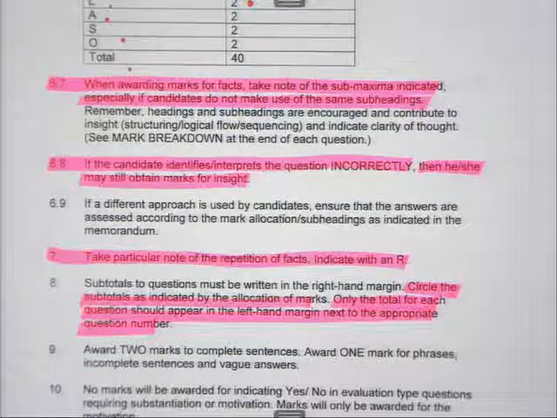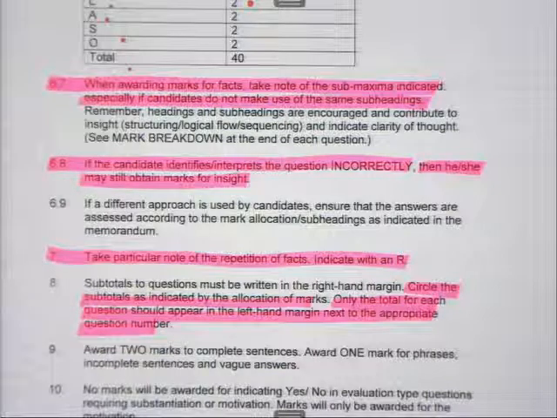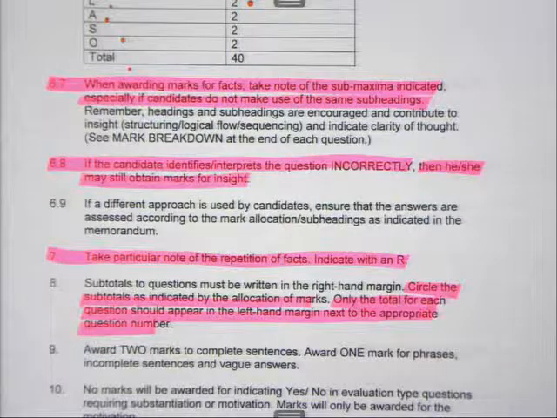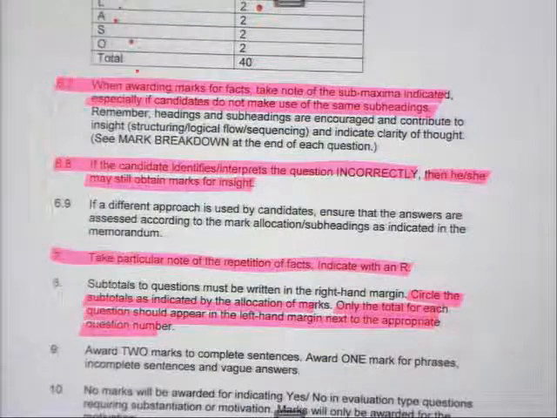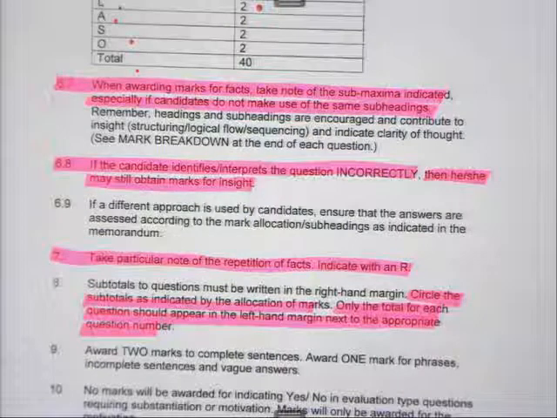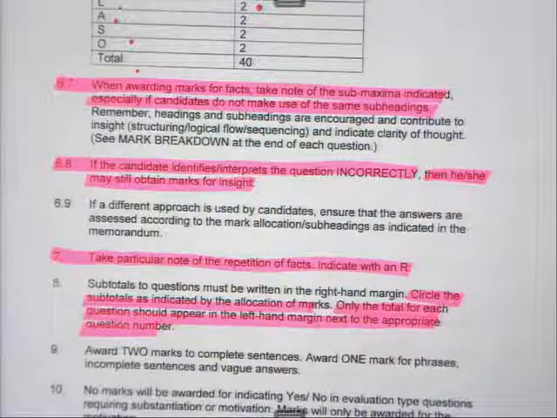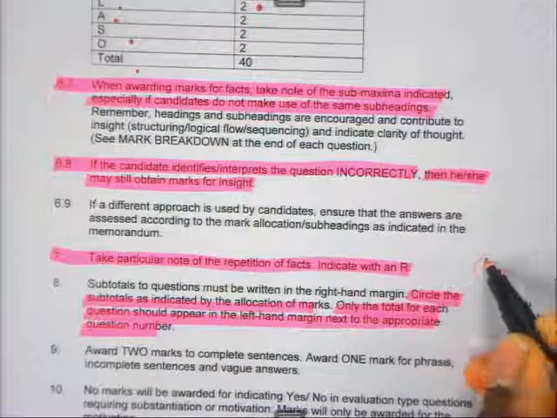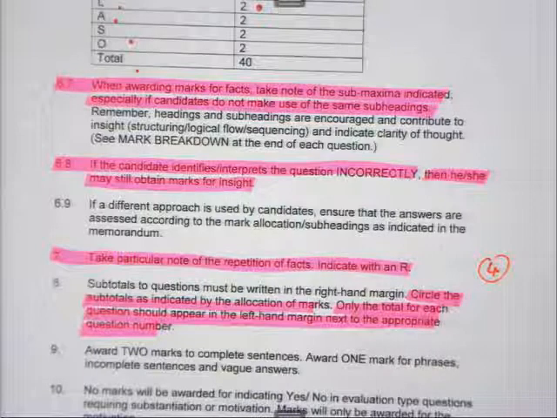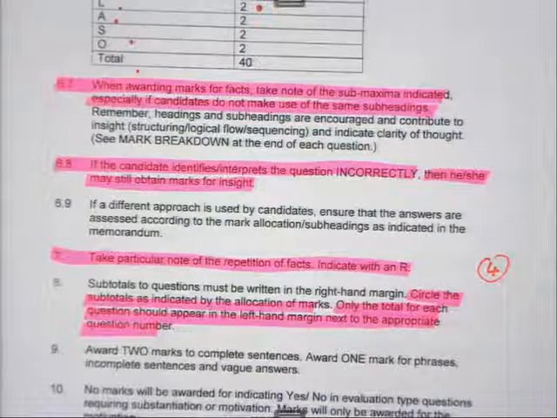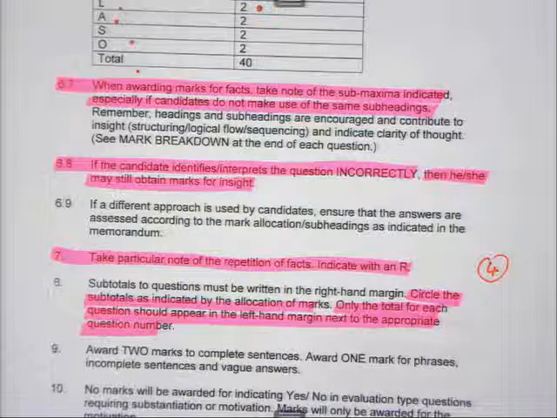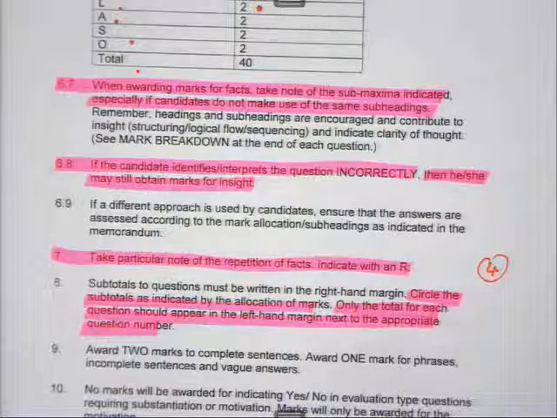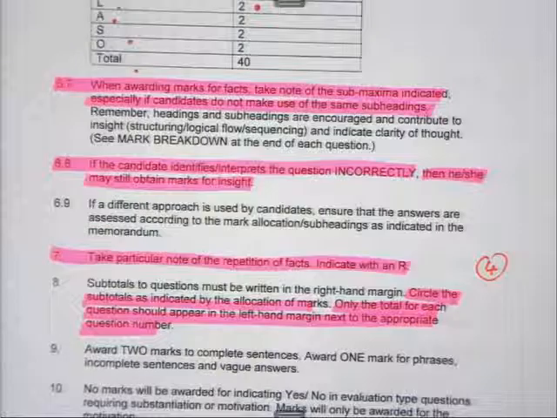The next note says subtotals to questions must be written in the right-hand margin. If, for example, you've got question 2.1.6 and the subtotal of that question is 4 marks, you write 4 and then you circle it on the right-hand side. Circle the subtotals as indicated by the allocation of marks, and then only the total of each question should appear in the left-hand margin next to the appropriate question number.